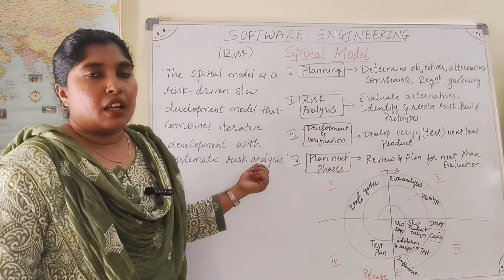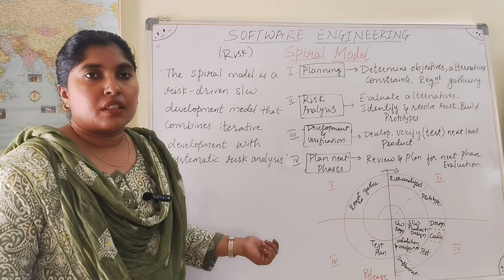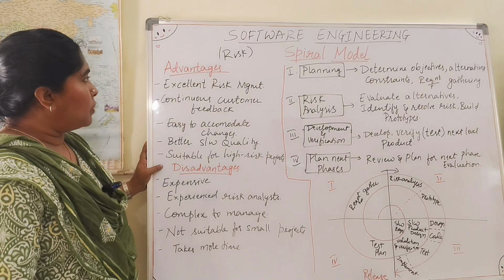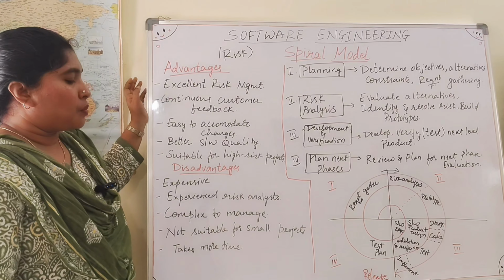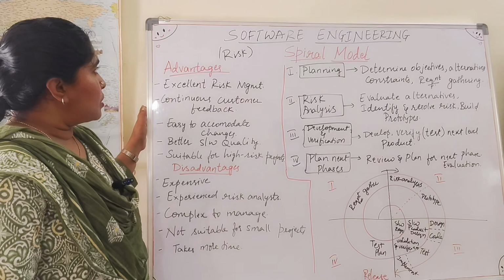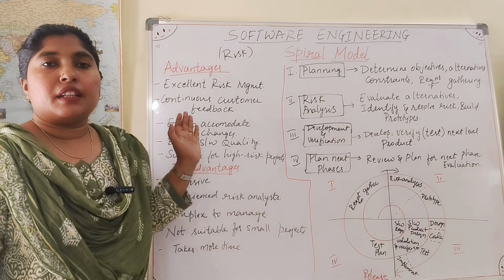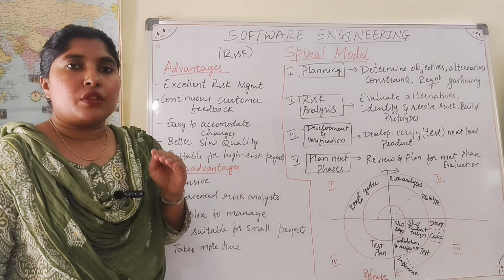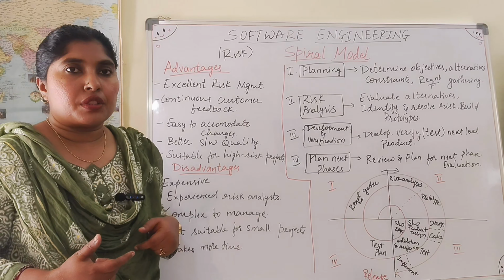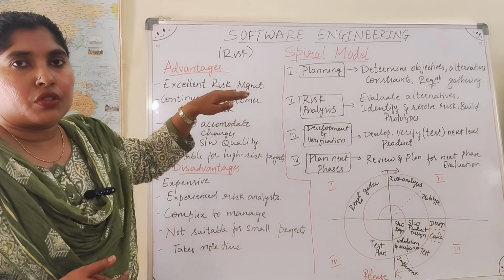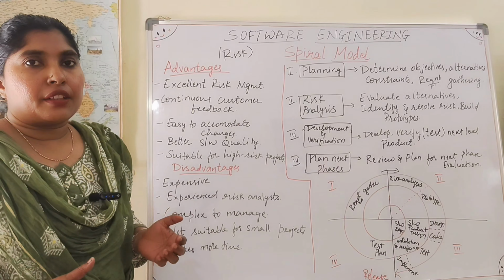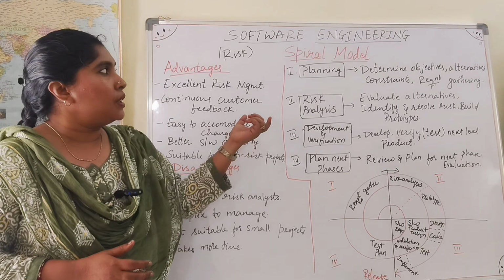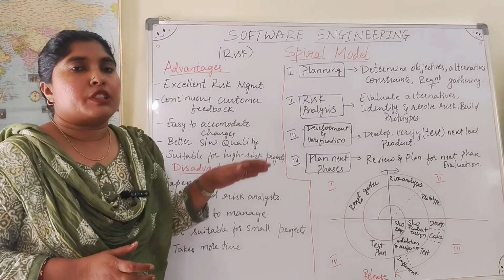Okay, next, moving on, we'll discuss advantages and disadvantages. Moving to advantages, here I have listed some of the advantages, like excellent risk management. The biggest advantage of this spiral model is it identifies the risk, it analyzes the risk, and as far as possible, it reduces the risk by giving alternate solutions. Risky projects or the projects which involve the risk factor to be handled effectively, those kind of projects or the softwares have to be developed through a spiral model.